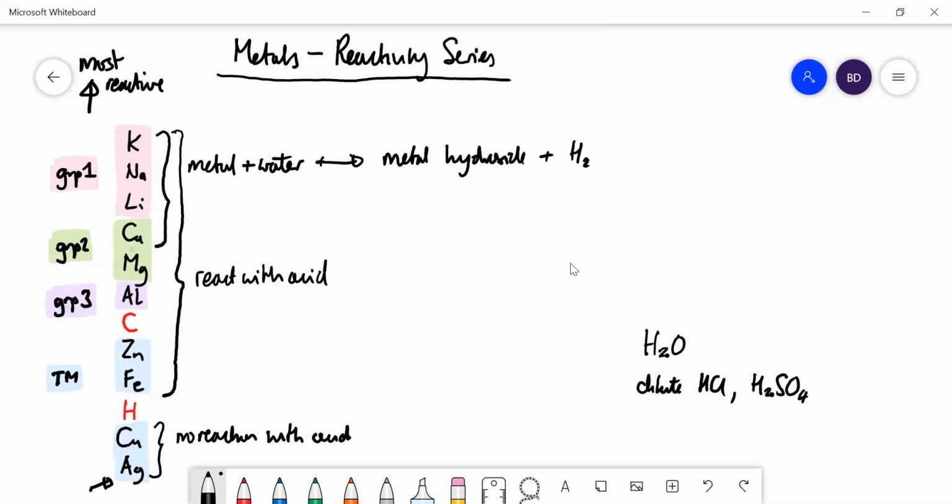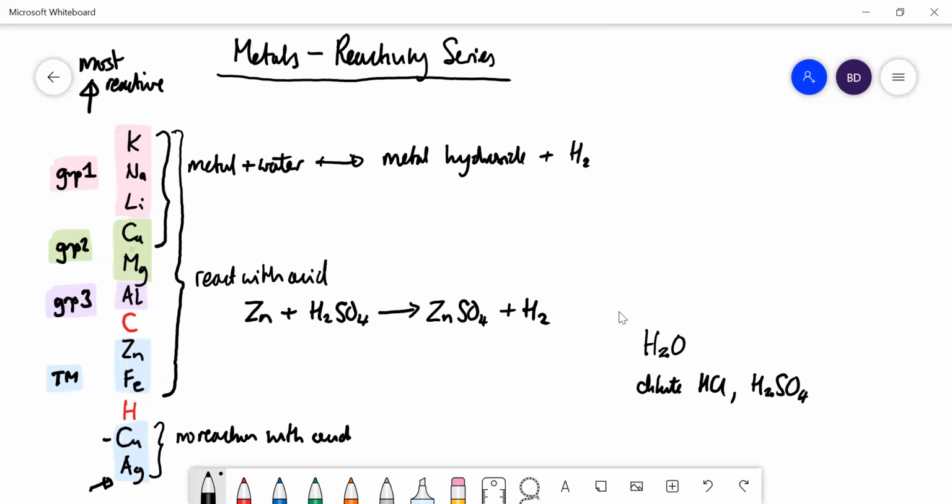Just to give you an example of a reaction with acid, you're going to get zinc plus sulfuric acid, and you get a salt of the metal, so you get zinc sulfate, and you get hydrogen gas, and that's balanced there. And as I say, if you put copper into acid, no fizzing, nothing happens. The piece of copper just gets a little bit cleaner. They won't react with acid.